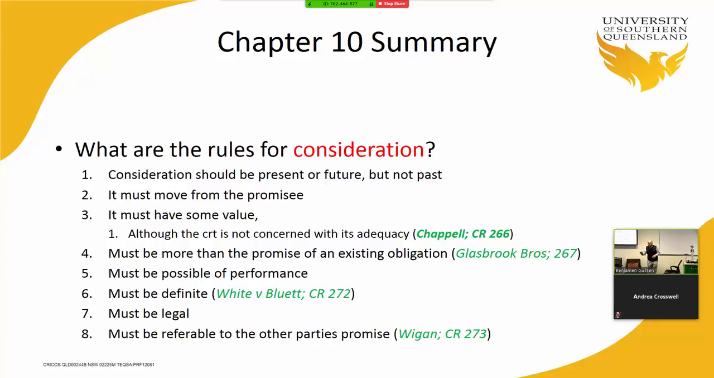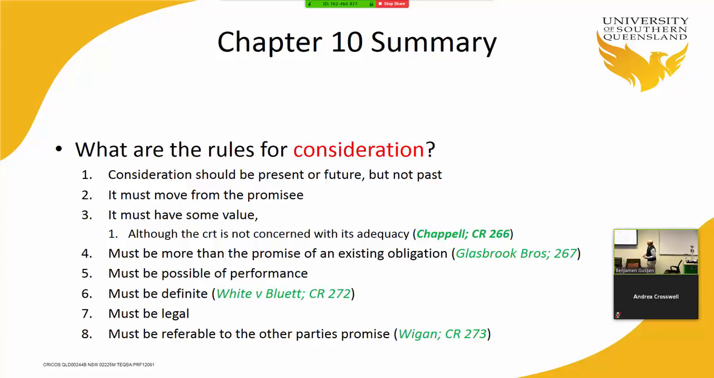Past consideration is generally not good enough for a simple contract to exist unless we have something called a sandwich. Okay, and we'll talk about that in just a minute. It must move from the promisee. Okay, so my promise to Bill is to give him the pen. I'm the promisor, he's the promisee. He is now the guy who has to give me the consideration. The consideration has to move from the promisee to the promisor. His consideration is what? The $10.